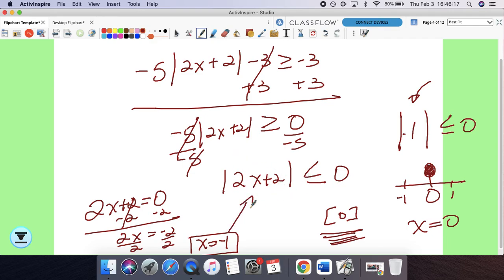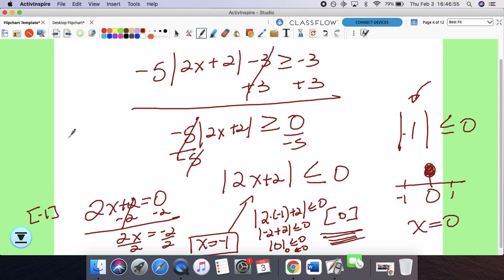So let's plug in negative 1 over here. I get absolute value of 2 times negative 1 plus 2, and that's less than or equal to 0. 2 times negative 1 is negative 2. Negative 2 plus 2 is 0. And if I take the absolute value of 0, isn't that 0? And isn't 0 equal to 0? So that works. There is no other number that will make that inequality true. So my only answer is x equals negative 1. So again, let me double check. That would be the only one.